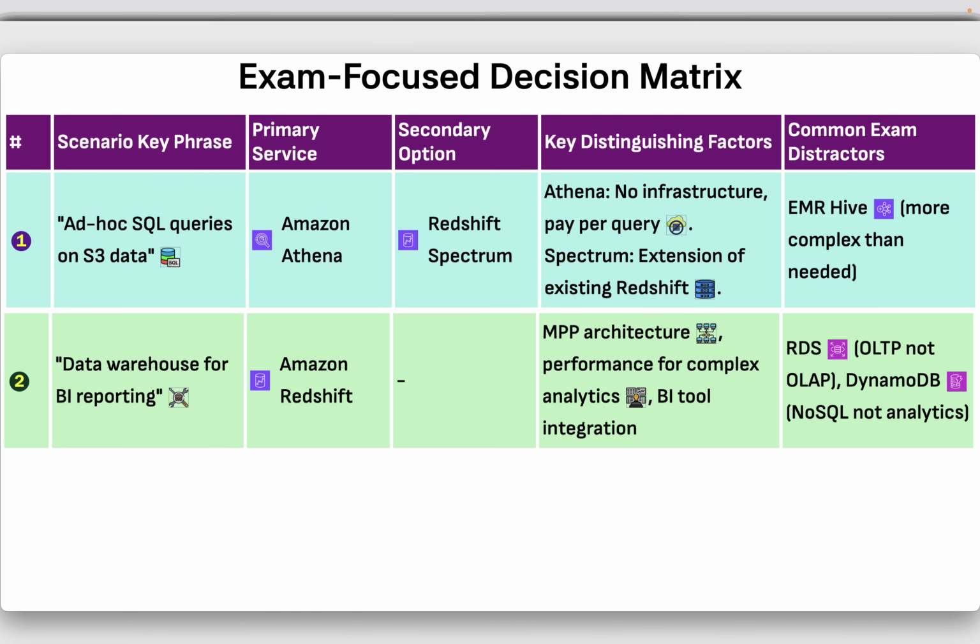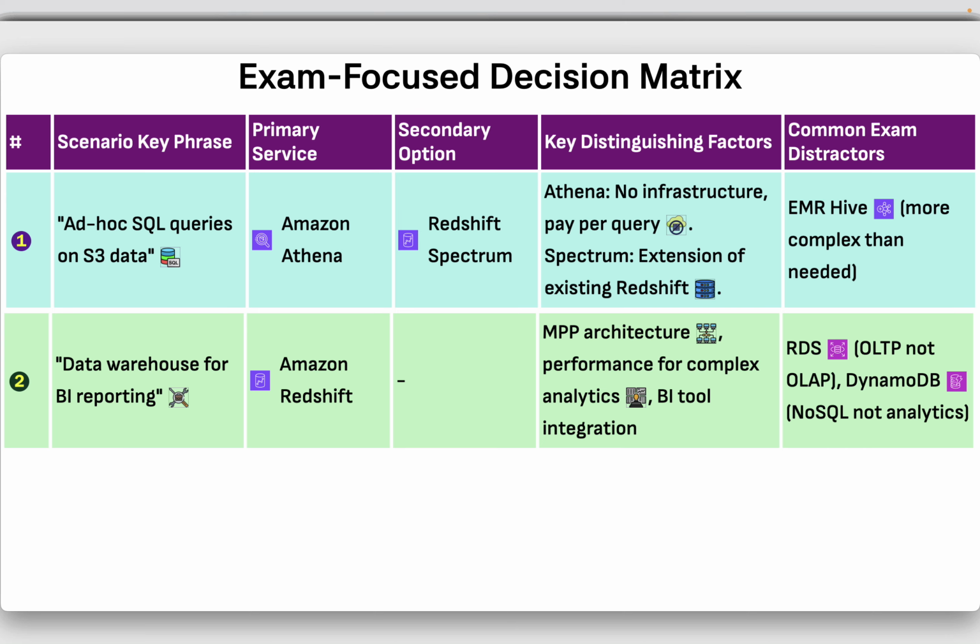Next, the scenario key phrase will be something like data warehouse for BI reporting, and the primary service, only one, is Redshift. Key distinguishing factors are MPP architecture, massively parallel processing, performance for complex analytics, and BI tool integration. Common exam distractors can be RDS, OLTP, not OLAP. So OLTP is online transaction processing, not analytics.